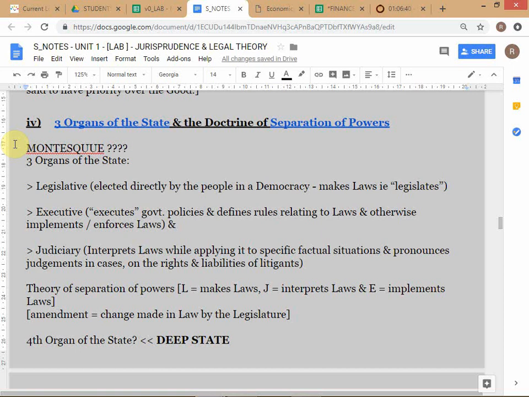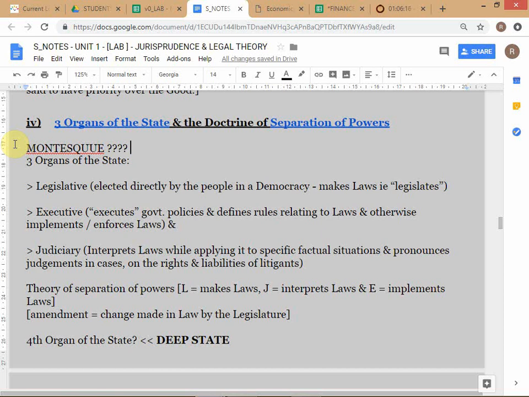He talked about these three organs of the state. So you have the state and you have the three organs, essentially the legislative branch, the executive branch and the judicial branch. You have to be careful about how you speak about them. Sometimes we say the three branches of the government or the three organs of the state.